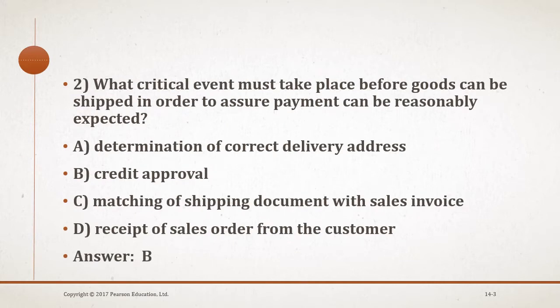The second one: what critical event must take place before goods can be shipped in order to assure payment can be reasonably expected? Of course, none of them also is correct. The most appropriate answer is credit approval, which should be mentioned in the sales order. Of course, in addition, if you remember, authorization for shipment should also be written in the sales order.